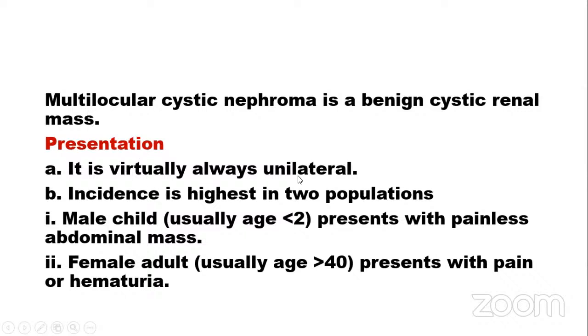It's virtually always unilateral. Incidence is highest in two populations: male children, usually less than 2 years old, who present with paleness and abdominal mass; and female adults, usually more than 40, who present with pain and hematuria. This is multicystic nephroma, a benign renal cyst.